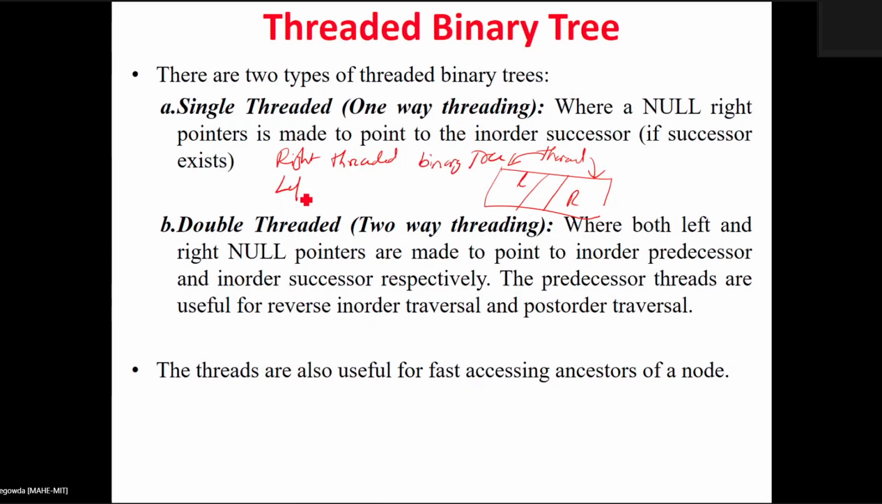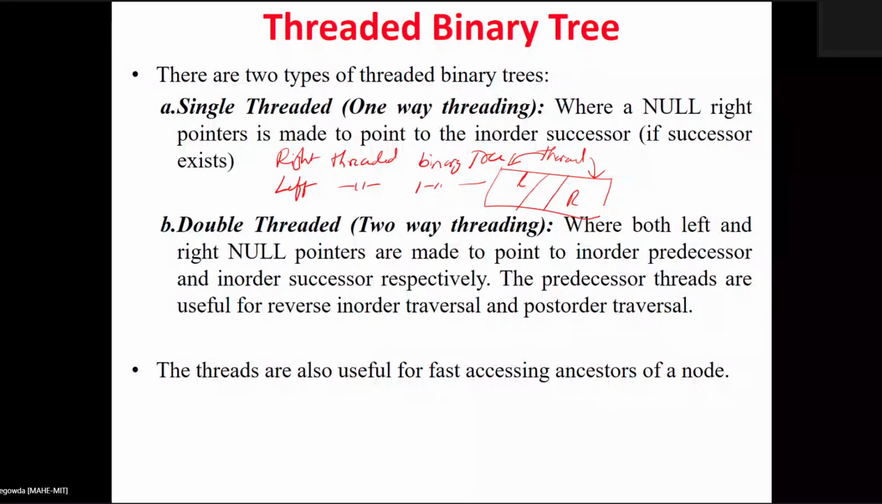The second one is called a left-threaded binary tree. In a right-threaded binary tree, the right link field of a node points to the next node that appears on performing in-order traversal. Whereas in a left-threaded binary tree, the threads are used in the left field.